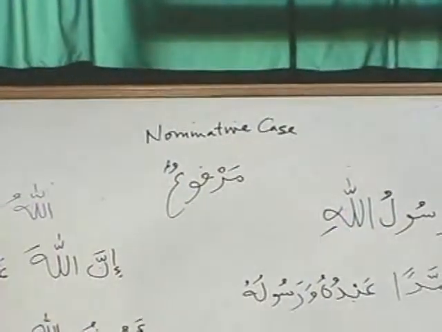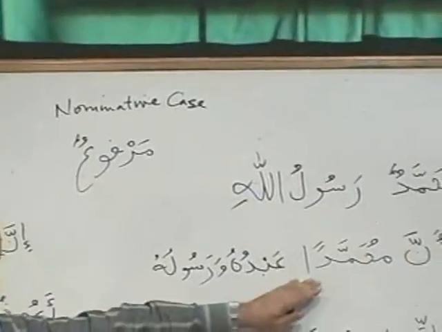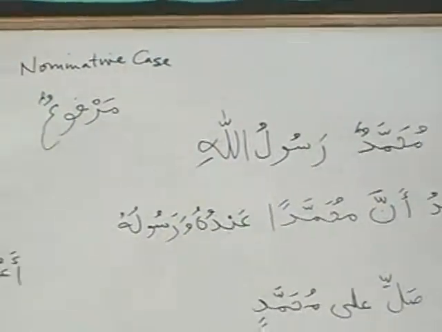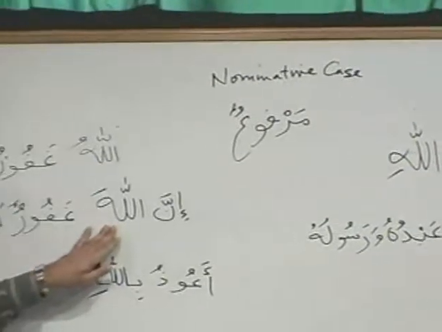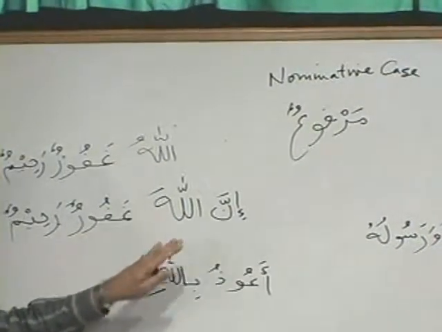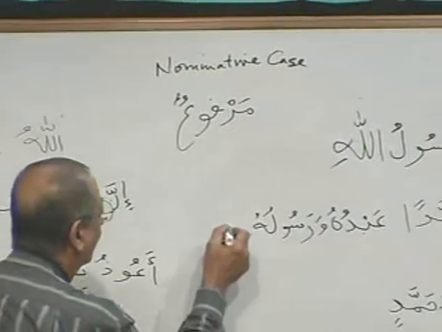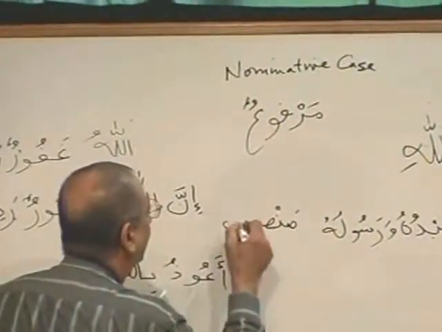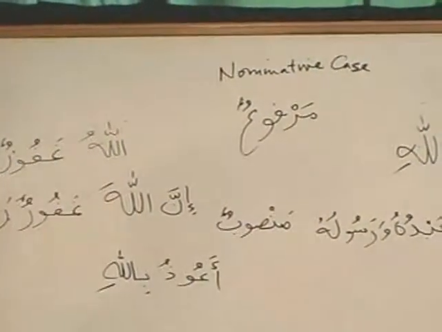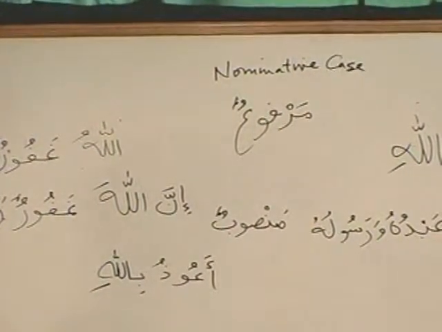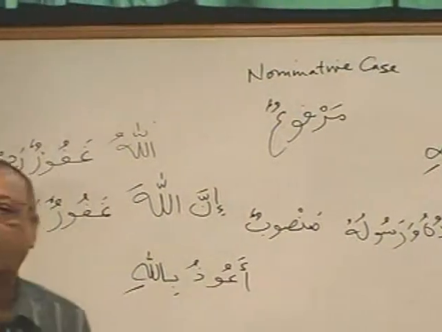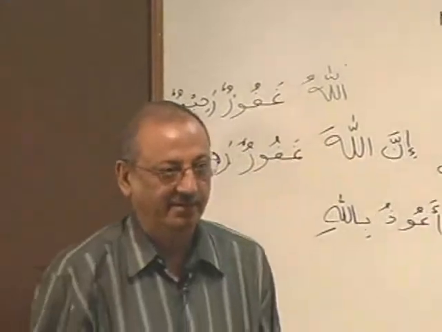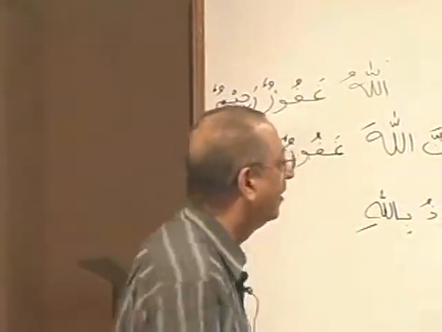Now, if the noun ends with a fatha, be it a tanween or one single fatha at the end of a noun, then we say it is mansub. What do we call it in English? Either you call it objective case or accusative case. It's mentioned there. Objective case or accusative case.